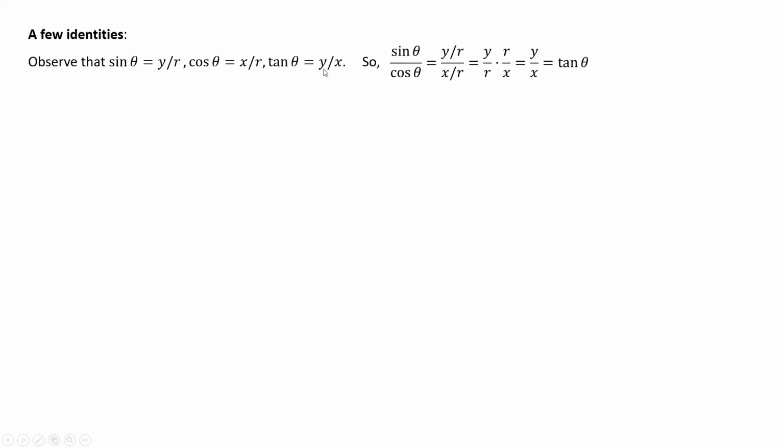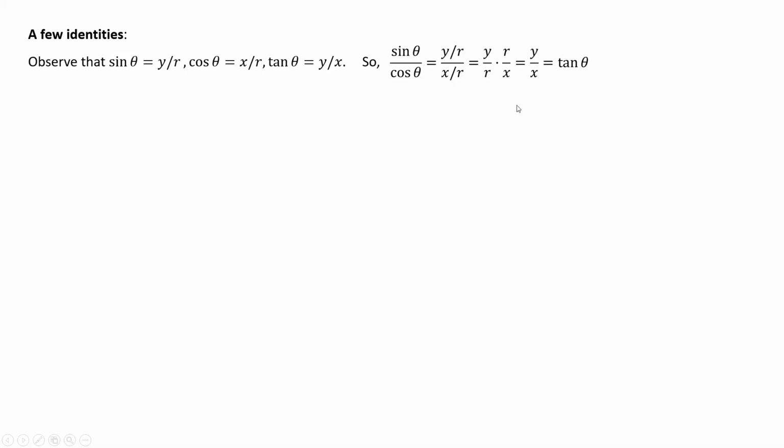But wait, isn't y over x tangent theta? Yeah. So guess what? Sine theta over cosine theta is equal to tangent theta. Or the other way, tangent theta is nothing but sine theta over cosine theta. And the fact that tangent theta is sine theta over cosine theta is what? It is an identity.